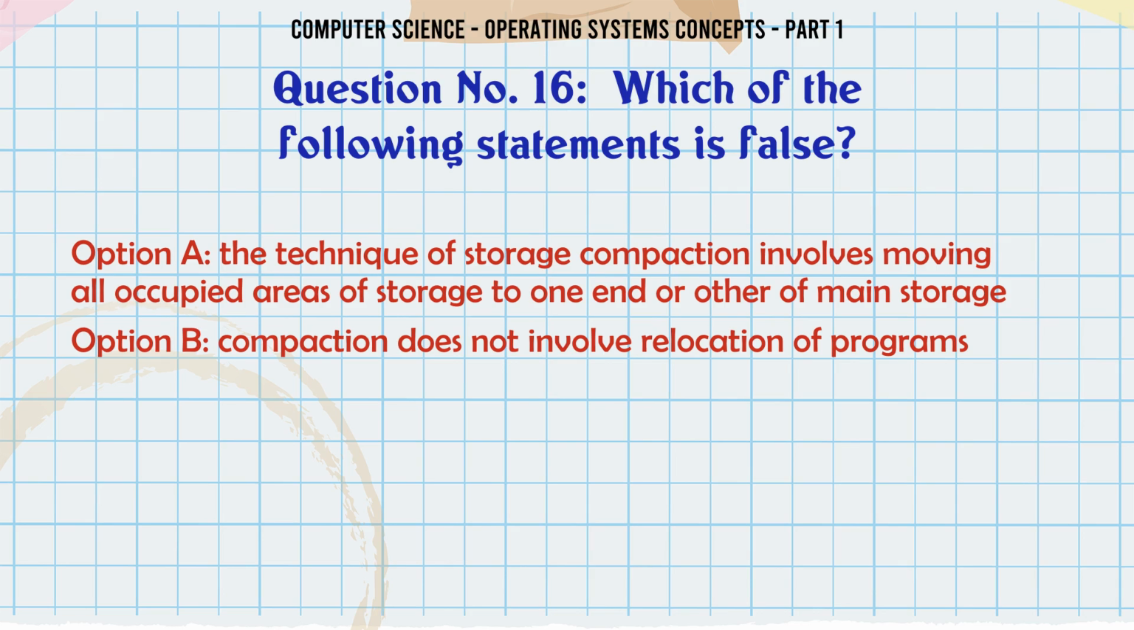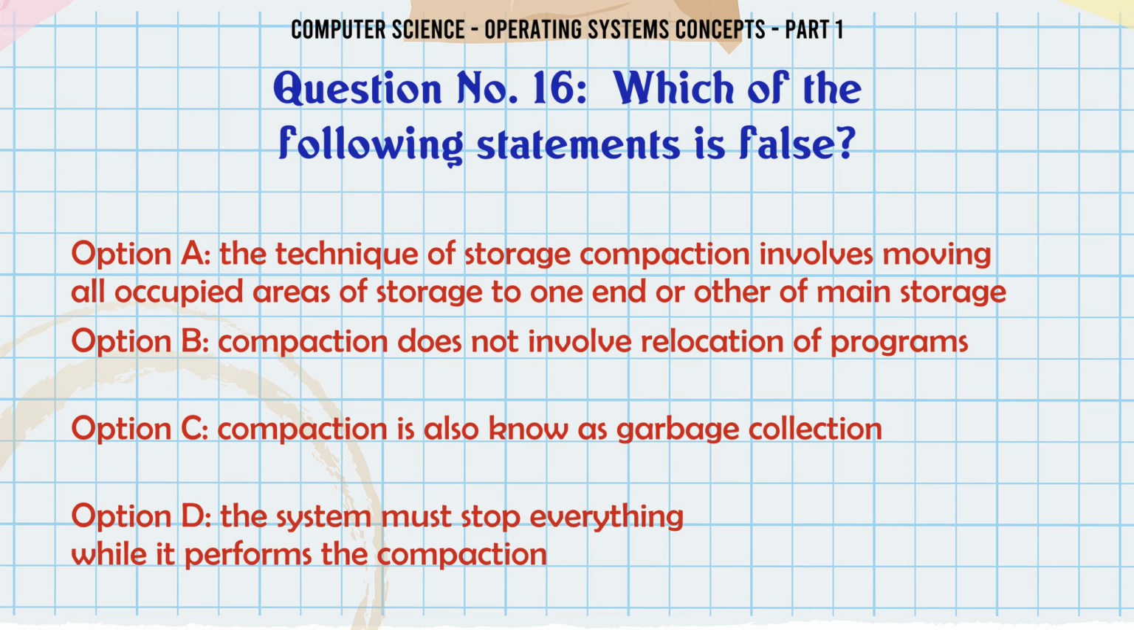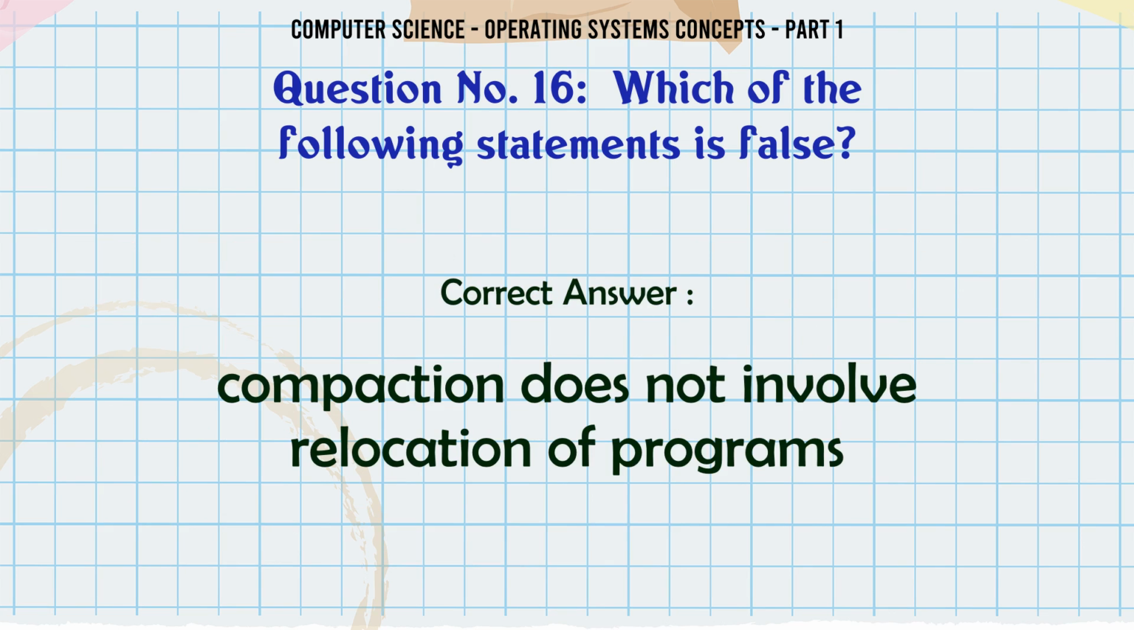A. The technique of storage compaction involves moving all occupied areas of storage to one end or other of main storage. B. Compaction does not involve relocation of programs. C. Compaction is also known as garbage collection. D. The system must stop everything while it performs the compaction. The correct answer is compaction does not involve relocation of programs.